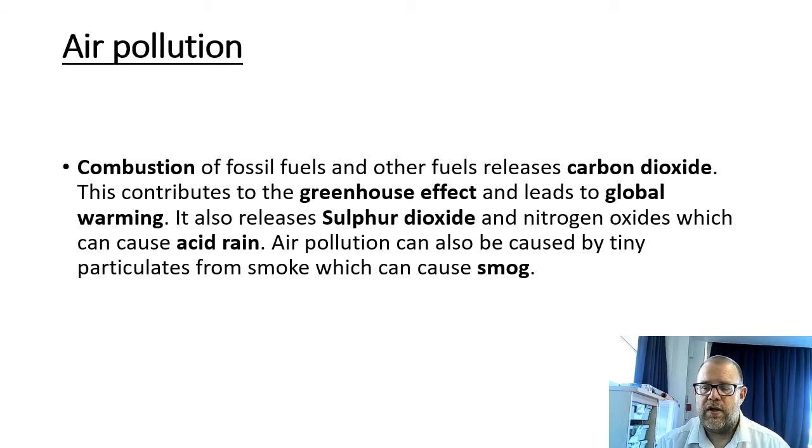So air pollution. A lot of air pollution we think about combustion of fossil fuels, and these release carbon dioxide, which has an effect on the greenhouse effect and leads to global warming. So when we burn fuels, especially coal and fossil fuels, it also releases sulfur dioxide and nitrogen oxides, which can cause acid rain. Air pollution can also be caused by teeny or tiny particulates. Remember that PM number for smoke, which can cause smog as well as other things.